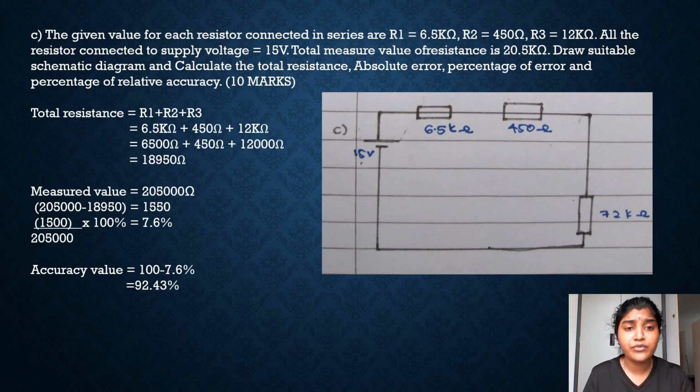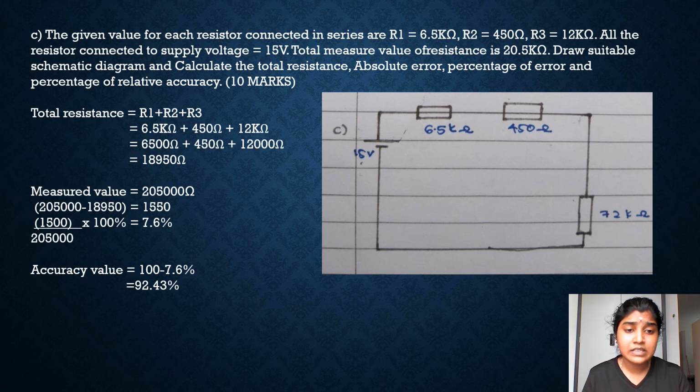The given values for each resistor connected in series are R1 equals 6.5 kilo ohm, R2 equals 450 ohm, R3 equals 12 kilo ohm. All the resistors are connected to a supply voltage equal to 15 volts. Total measured value of resistance is 20.5 kilo ohm. Draw a suitable schematic diagram and calculate the total resistance, absolute error, percentage of error, and percentage of relative accuracy.